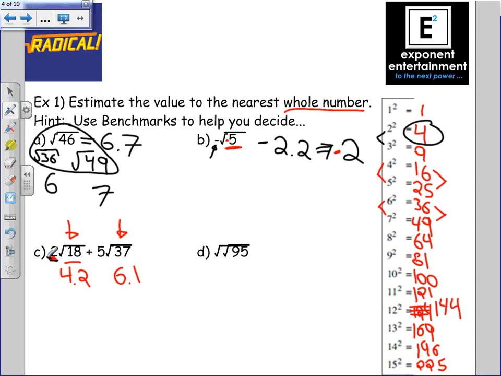So this number right here, 4.2, multiply it by 2. Multiply it by this coefficient. It's still hanging out, so that's 8.4. And this 6.1, you have to multiply it by 5. You add those two numbers together, this addition sign hasn't gone anywhere. 38.9.